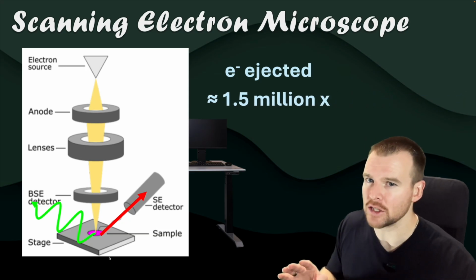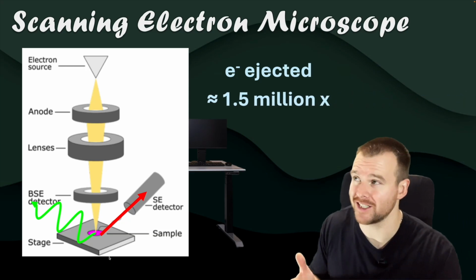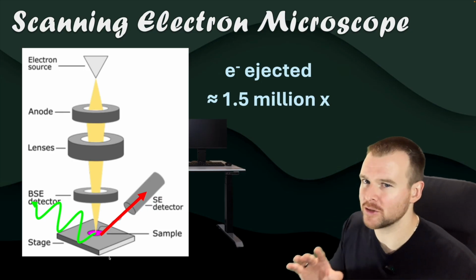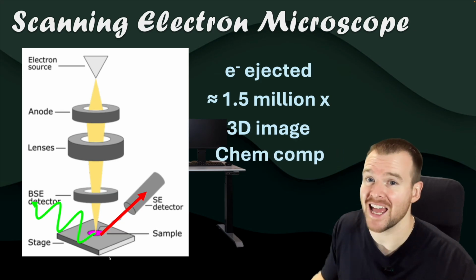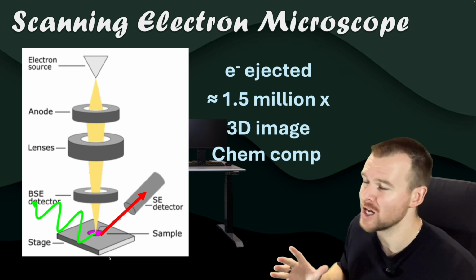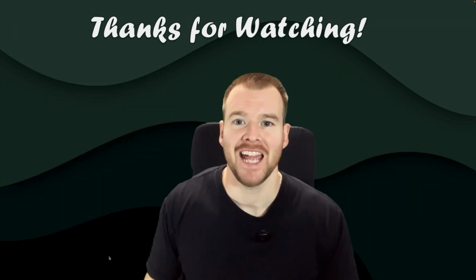The magnification is a little bit lower, 1.5 million, which is still a ton, so you still get some really cool images. And the images are a bit cooler because they can be 3D images, and again, you can tell what the chemicals are that make them up. So those are some advantages to the scanning electron microscope. And that's all we have for this video.